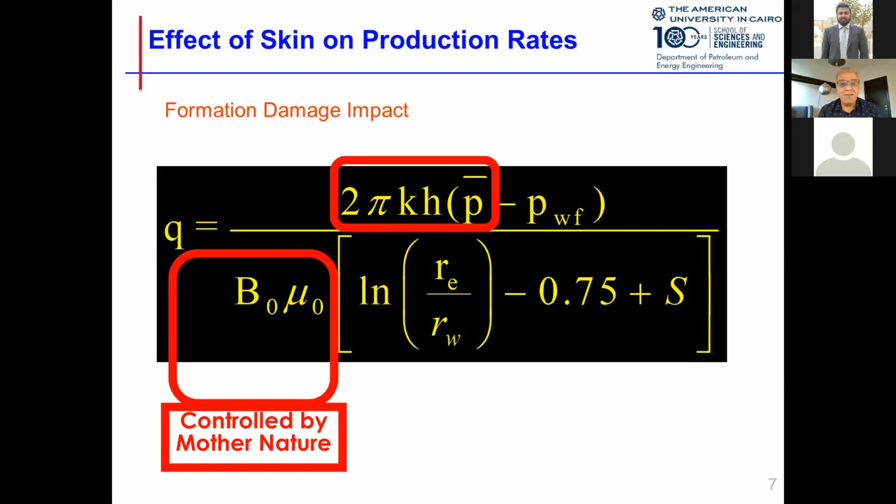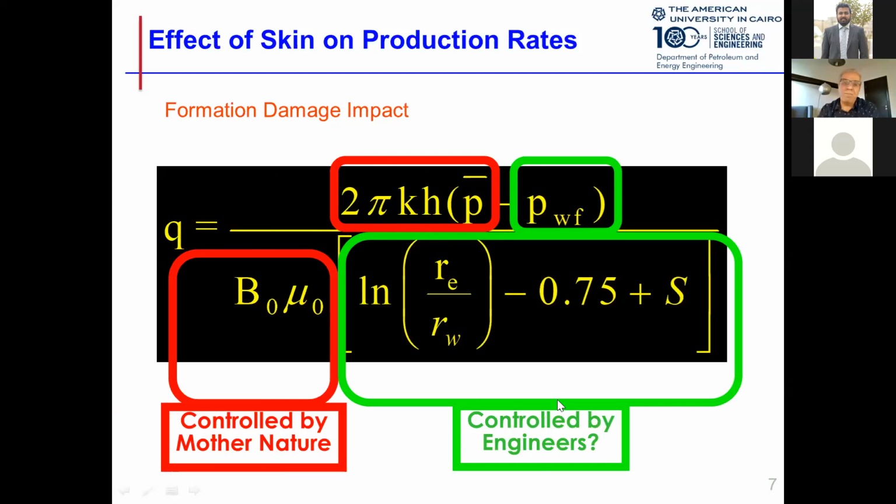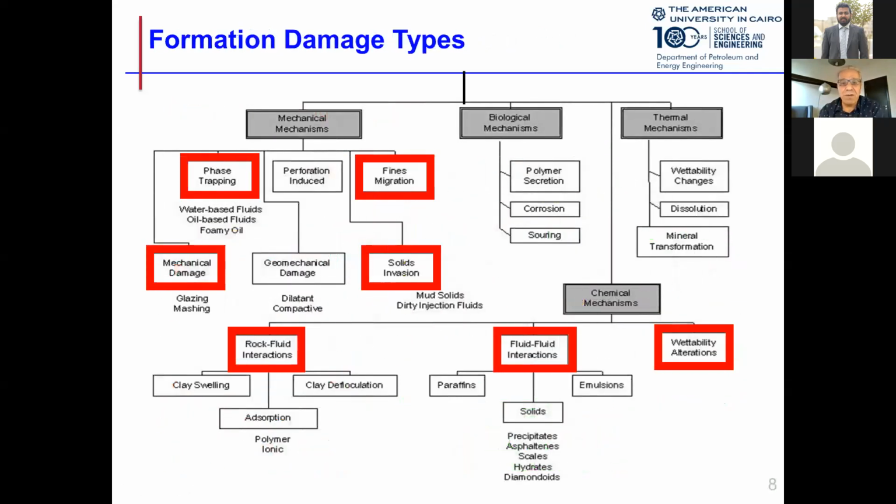Again, this is given by nature and controlled by nature. While engineers can play with some other variables in these equations, like the BHFP, which is the pressure at the bottom hole of a flowing well, the drainage radius, and RW, which is the well radius. This is something decided by engineers. And eventually the last variable, which is S. S stands for the skin, and the skin is the damage introduced by different mechanisms. So we will come back to this equation later.